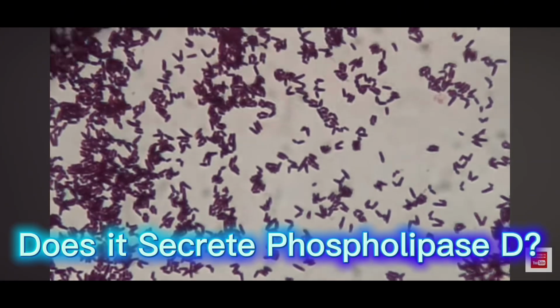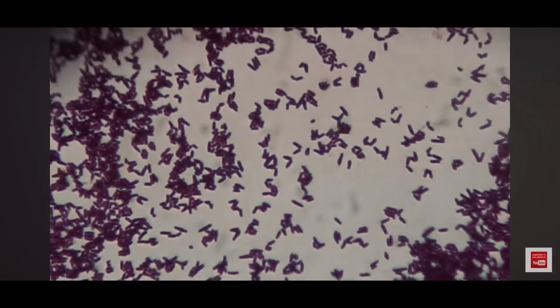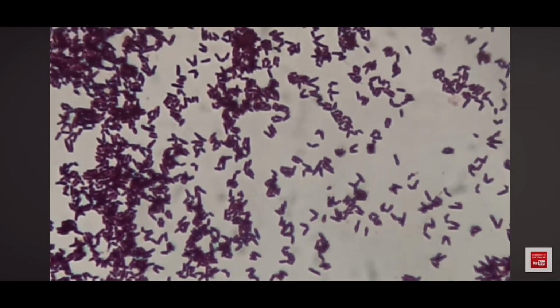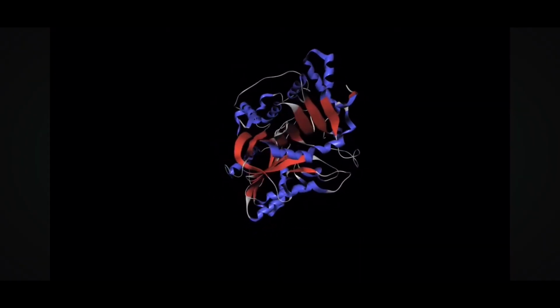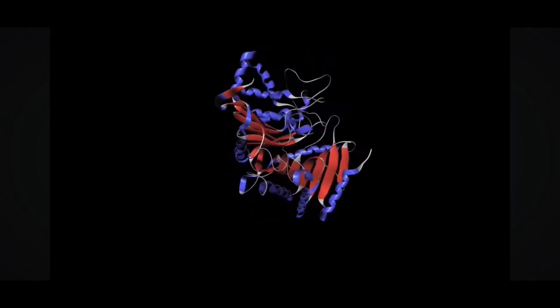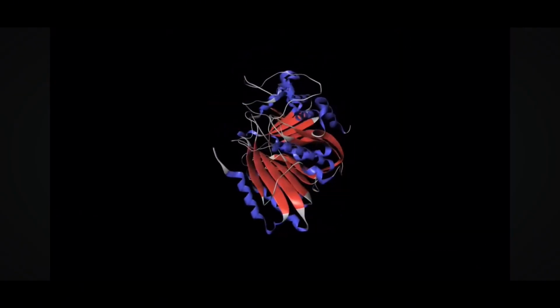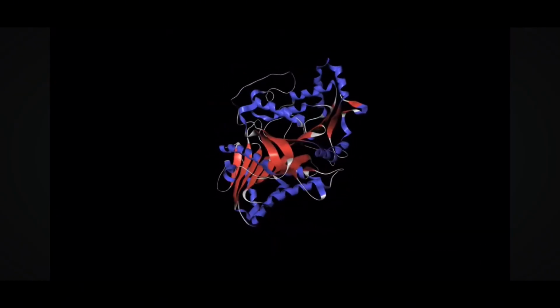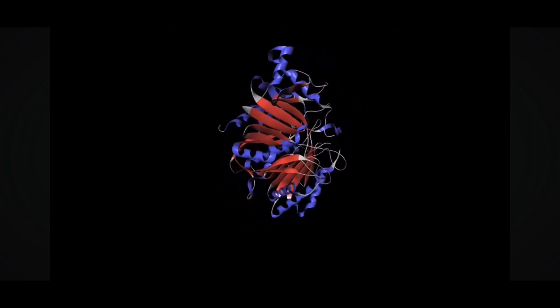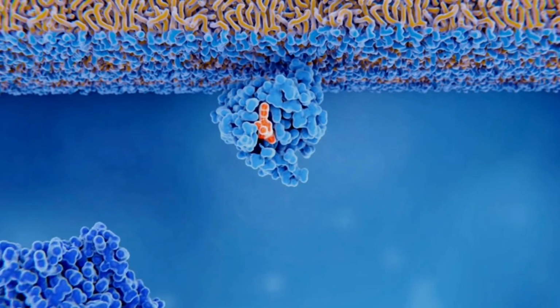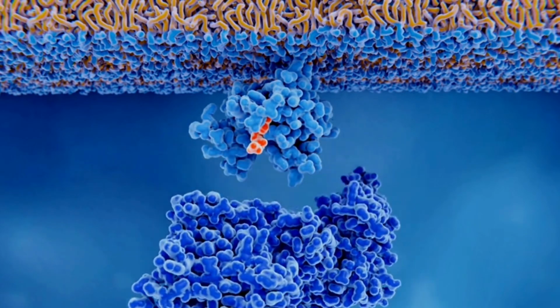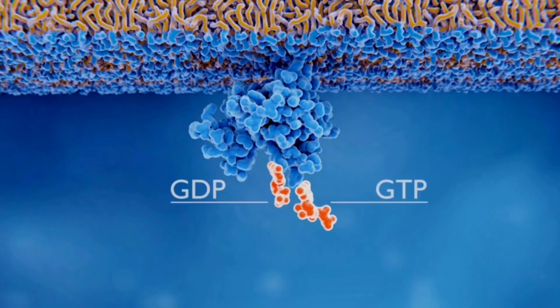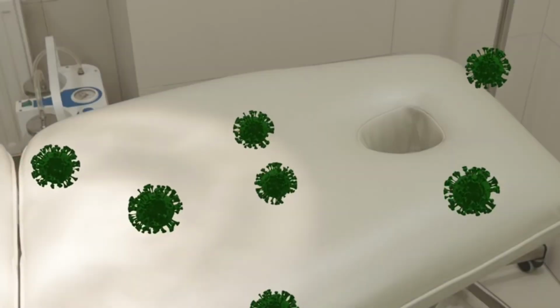Does it secrete phospholipase D? Yes, and this is a key point. Corynebacterium pseudotuberculosis secretes a particularly nasty toxin called phospholipase D, or PLD. PLD is one of the main reasons this bacterium is so difficult to control. It's a powerful enzyme that breaks down sphingomyelin, a component of cell membranes, especially in blood vessels and immune cells. By damaging these structures, PLD allows the bacterium to spread through the lymphatic system, hopping from one lymph node to the next.